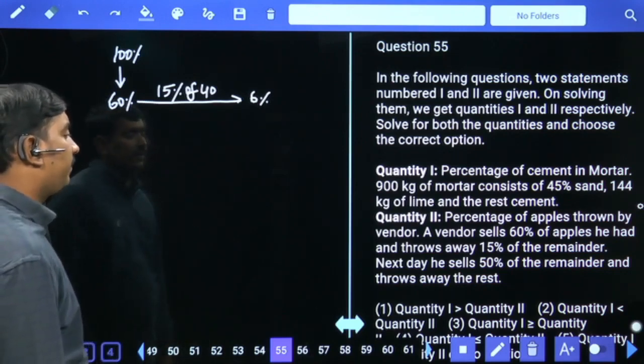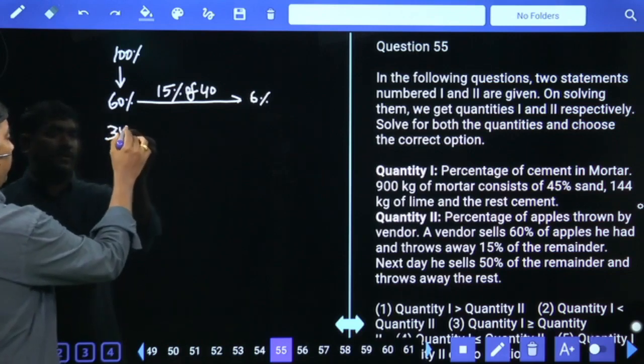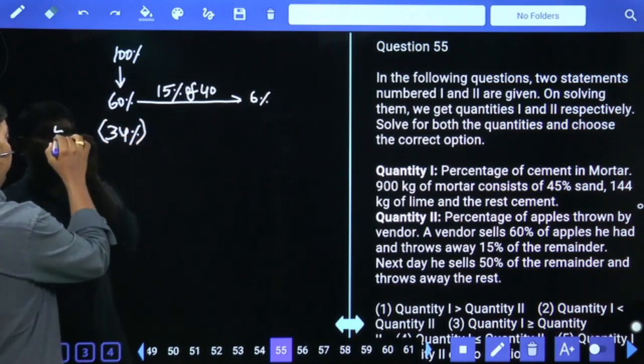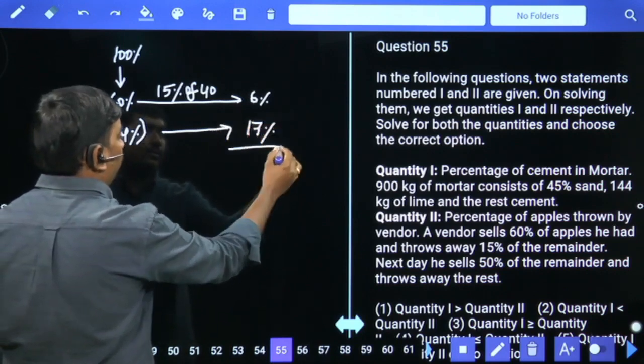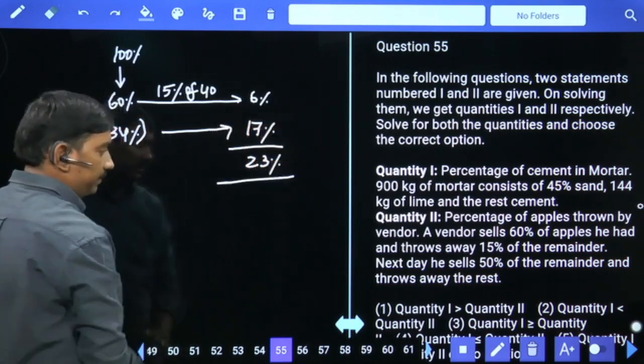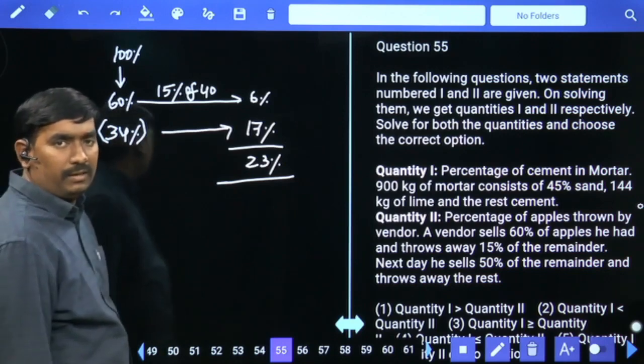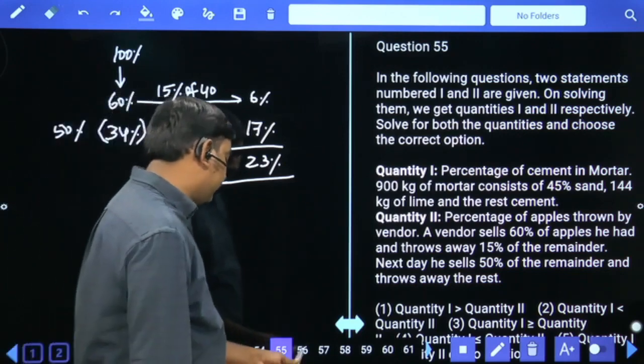Next day he sells 50% of the remainder. So the remainder is 34. In that, 50% he sells away and throws away the rest, 17. Total 23% is thrown away. Quantity 1 is 39, quantity 2 is 23, 1 greater than 2.